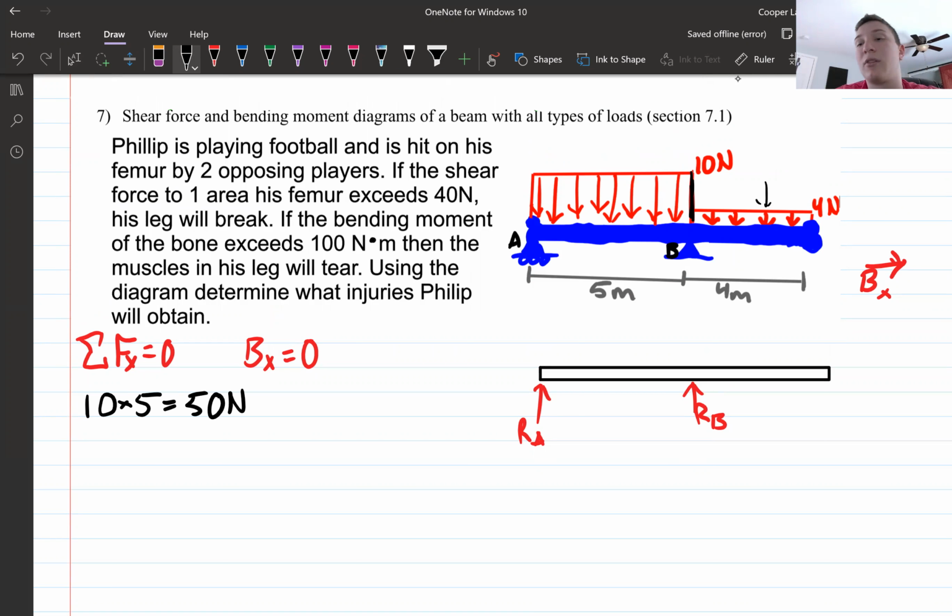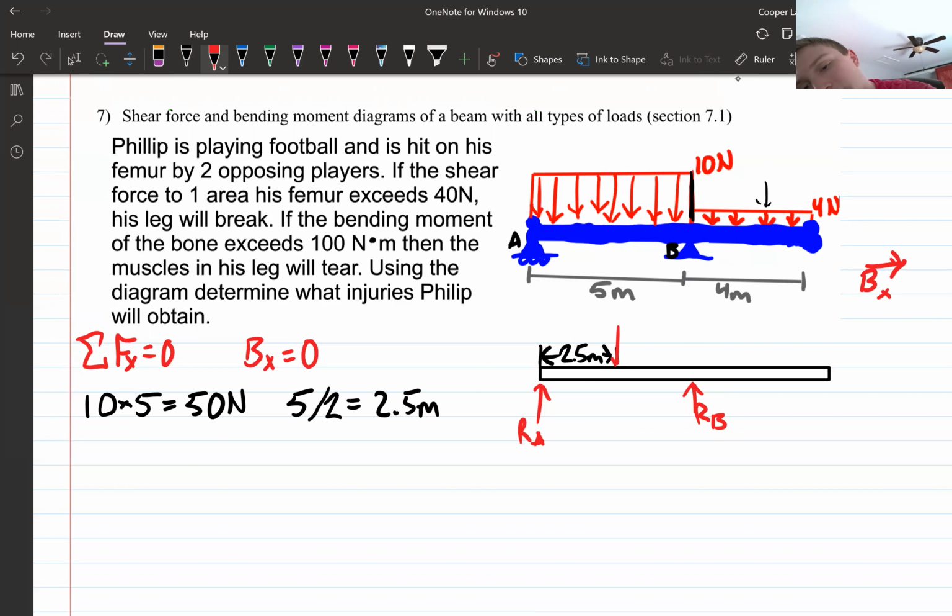Now I'm going to figure out where that force is coming down. Because it's a rectangle, it's just going to be coming down from its centroid, or the center of it. So that means it's 5 divided by 2, which equals 2.5 meters, so it occurs about midway between point A and point B. So that tells me that from here to there is 2.5 meters, and I'm going to have a force coming down here of 50 newtons.